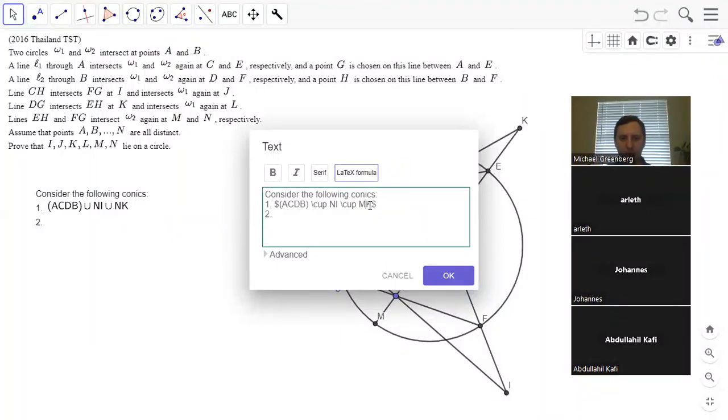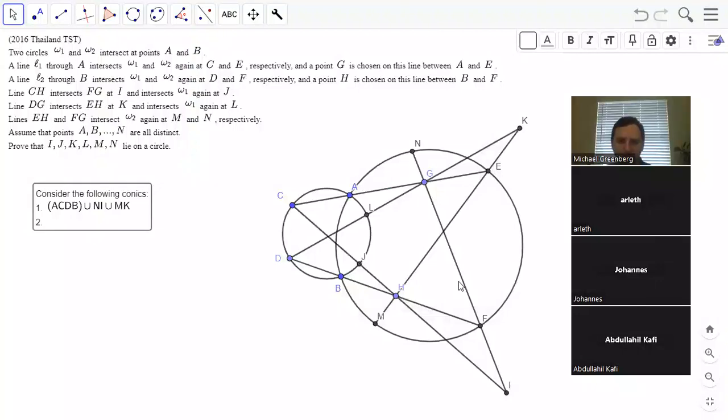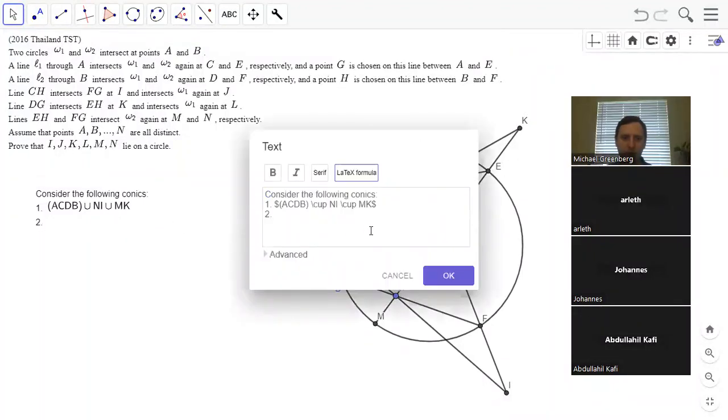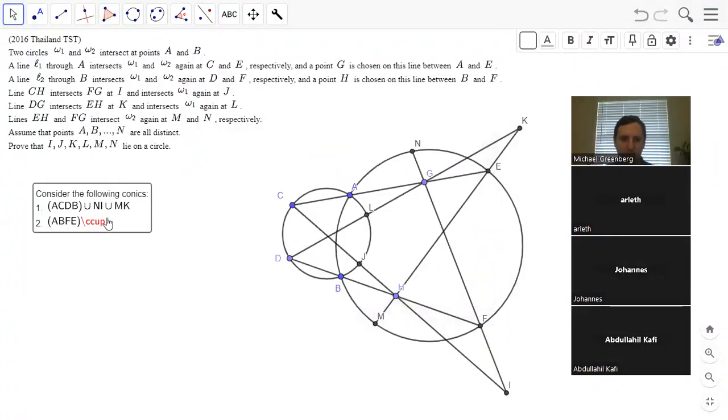And then we have ABEF, and so then we have the big circle and these 2 segments, so DK and CI. So ABFE, DK and CI.